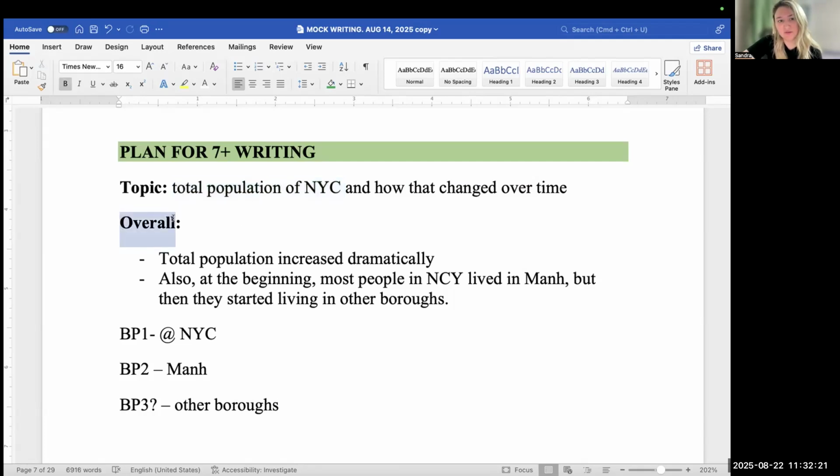And then I look at the overall, like what are the main features? I need to be able to write 2 sentences down like that, at least 2 points that are essential about the chart. So one thing I noticed, well, we had 3 charts, so we want to summarize something about each one. So here I have total population increase dramatically. Also, at the beginning, most people lived here, but later they started living there. There was that contrast. So it was quite clear.